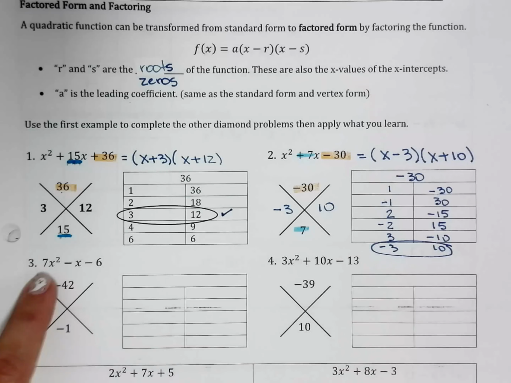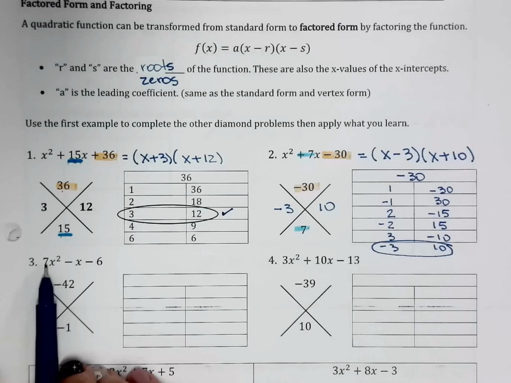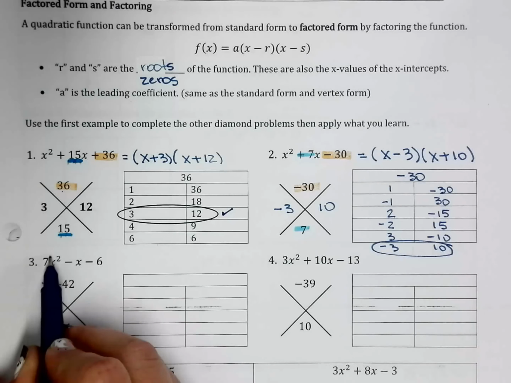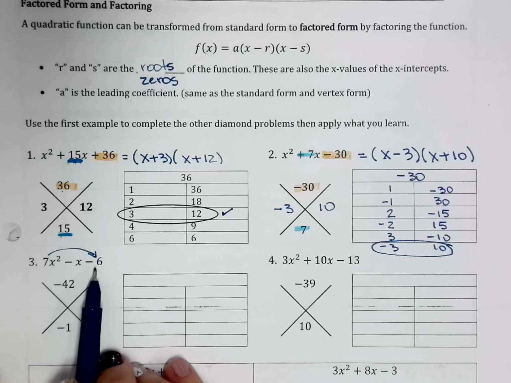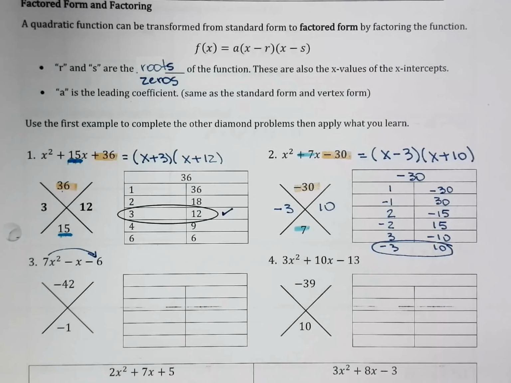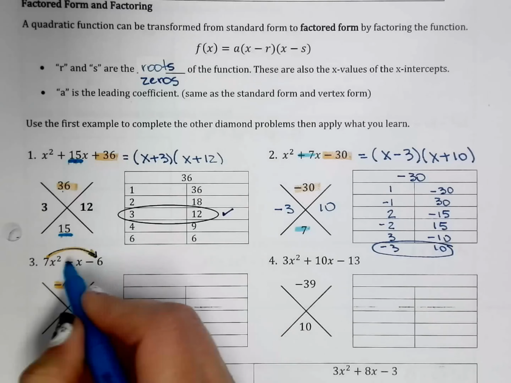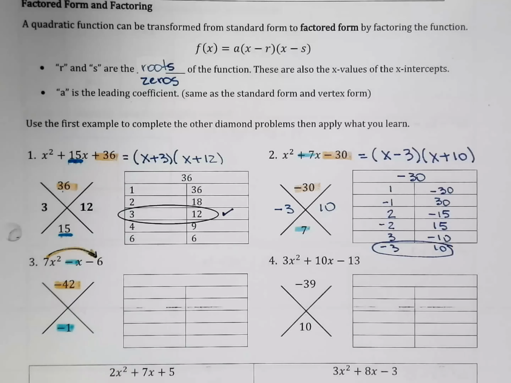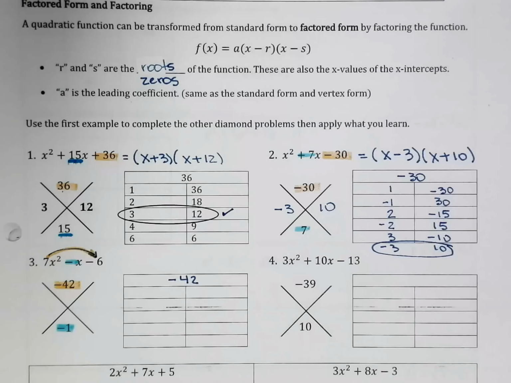Now, for number 3, here's the deal. The leading coefficient is not 1 anymore. The leading coefficient here is 7. So you're going to get the 7. You're going to multiply by that negative 6, by that last number. That's where this negative 42 came from, multiplying the leading coefficient by the constant. And you're still looking for those two factors that add up to negative 1. So you're looking for the factors of negative 42.